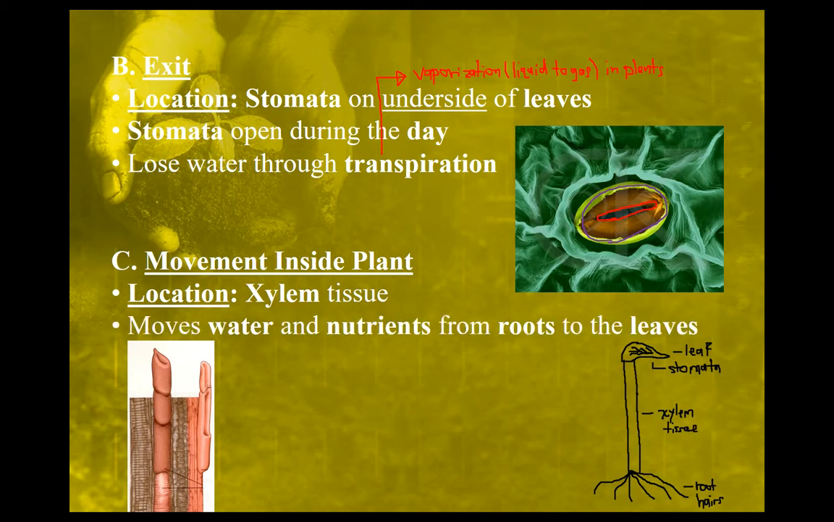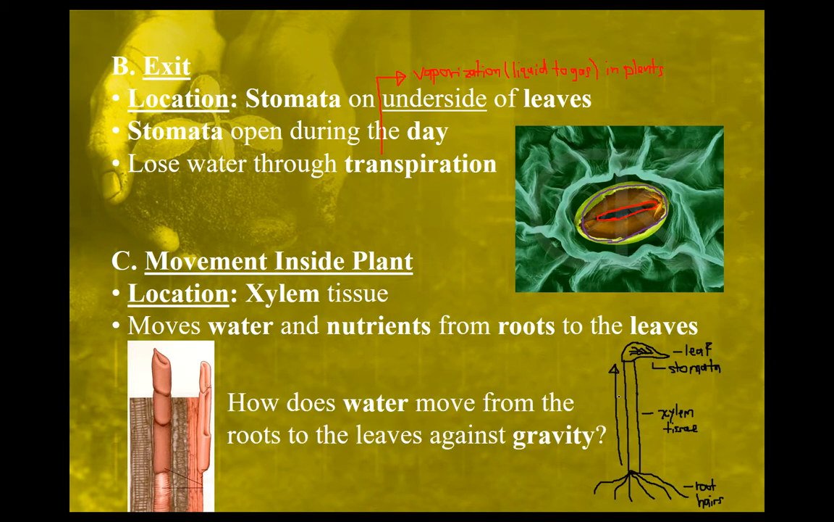So what exactly does the xylem tissue do? It's this channel that just moves water and nutrients from the roots up to the leaves. Okay, so it just brings it straight up here. Now, I have one question before I end the lesson. So how do you get the water up there?